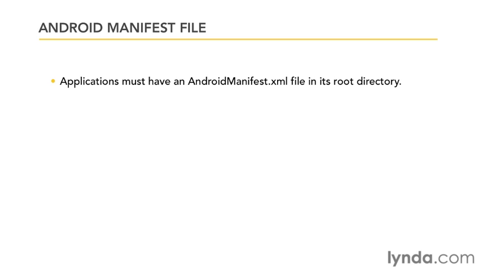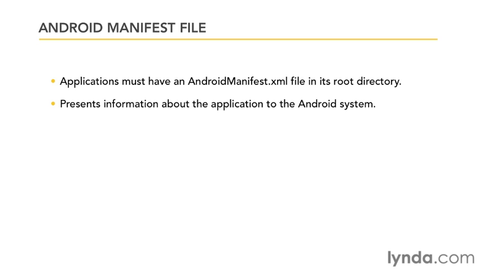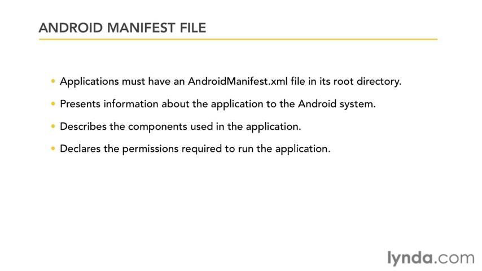All applications must have an Android manifest file exactly named AndroidManifest.xml, and it has to be in the application's root directory. The purpose of this file is to give the Android system information about your application. It describes the components that you're using in your application, those things that we just talked about: activities, services, content providers. It also declares the permissions that are required to run the application.